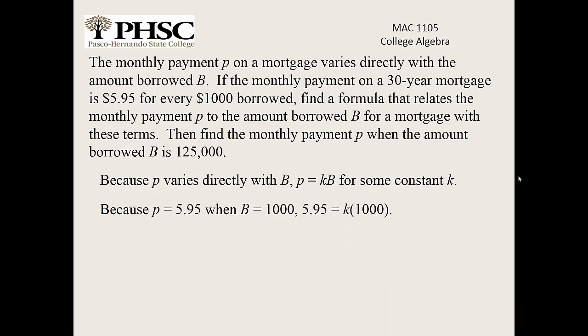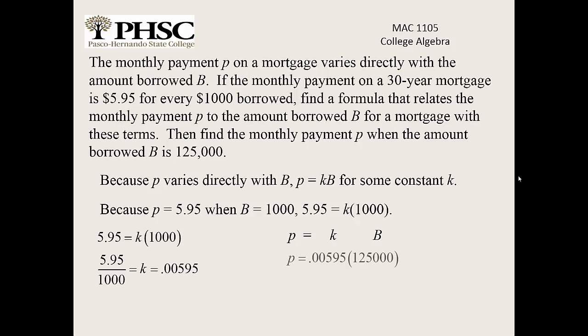So what we're going to do is solve for K. We know what P is, which is 5.95. We know what capital B is, and that's 1,000. So that's going to allow us to solve for K. Now, solving for K, we get that K is equal to 0.00595. So using the formula P equals K times B, we're able to then solve the second part, which is to find the monthly payment for $125,000 borrowed, and the monthly payment is $743.75.